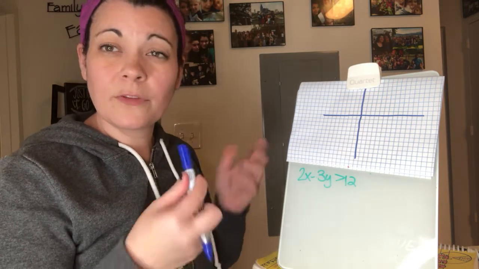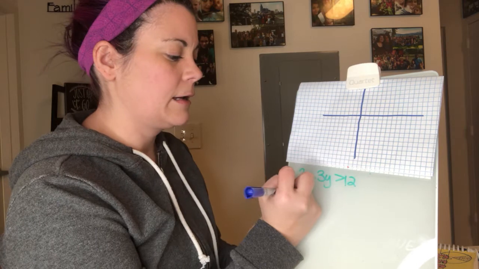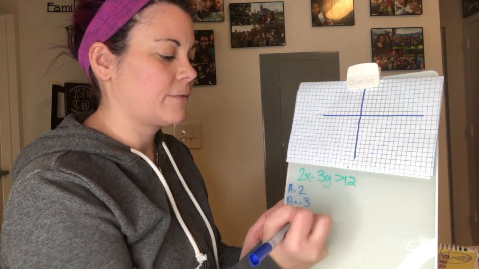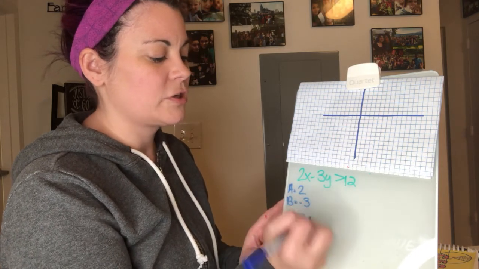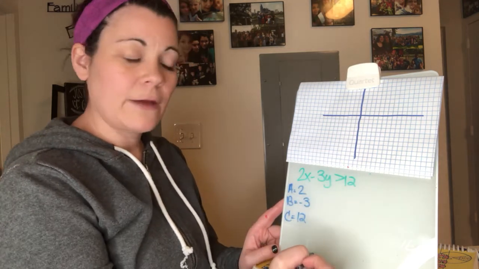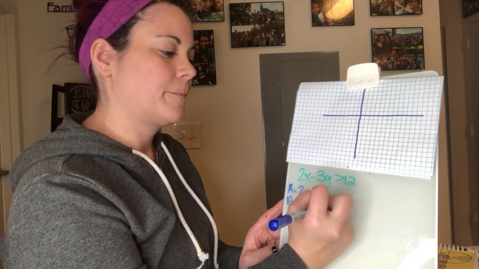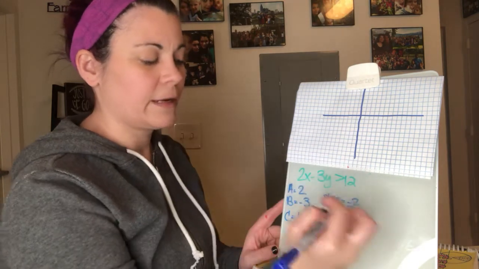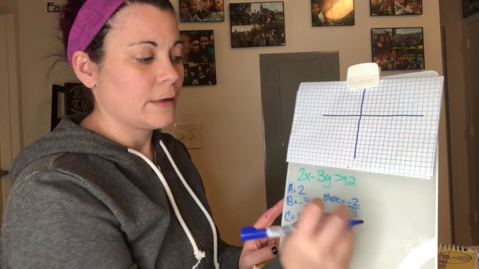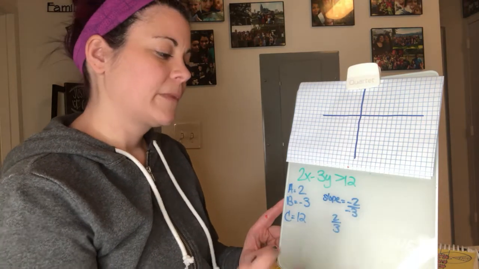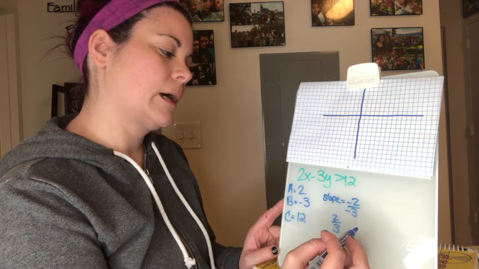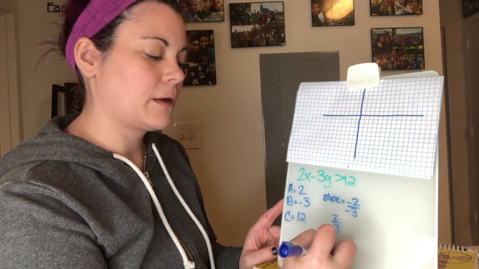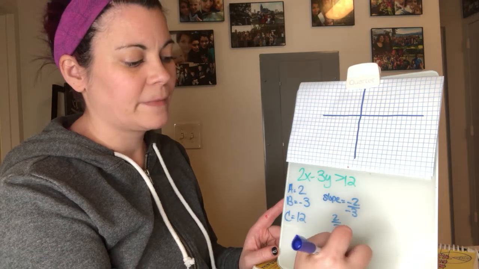Again, this is in standard form, so I'm going to graph it that way. My A is the coefficient of the x, which is 2. My B is the coefficient of the y, which is -3. And C is the constant, which is 12. So slope is negative A over B, which is -2 over -3, which is just 2/3, because a negative and a negative is a positive. Then I'm going to do my y-intercept: C over B, 12 over -3 is -4.